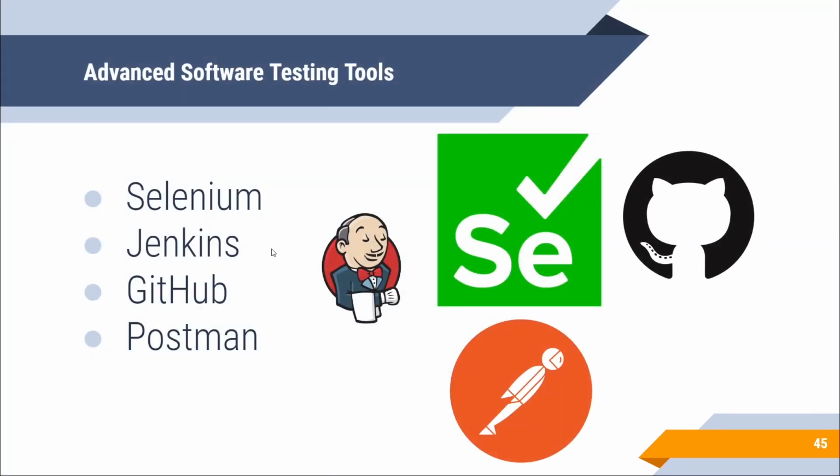Now we're going to go over some advanced software testing tools. Starting off with Selenium. Selenium is a framework that's available on Linux, Windows, and Mac for web application testing. Next up is Jenkins. Jenkins is for code-based testing. With GitHub you can set up a GitHub testing service to prevent faulty code from merging with the master branch. Postman is for testing REST APIs by sending HTTP requests to verify the response code.